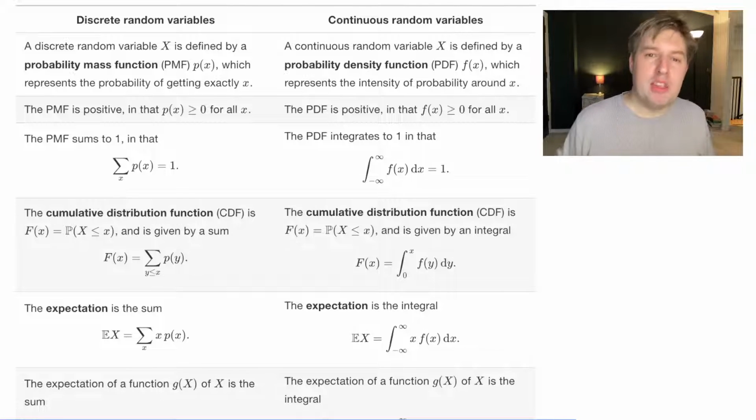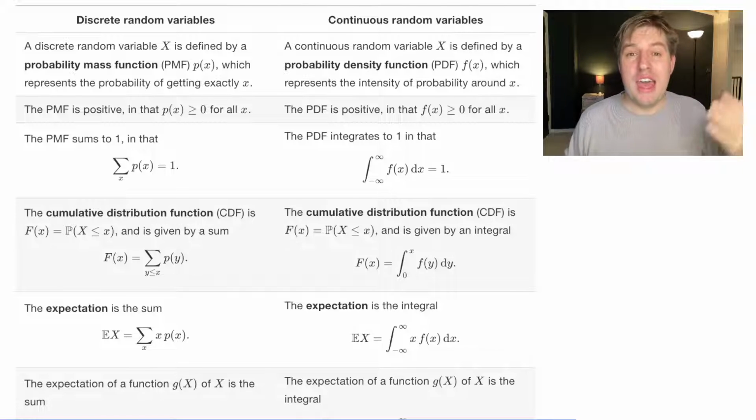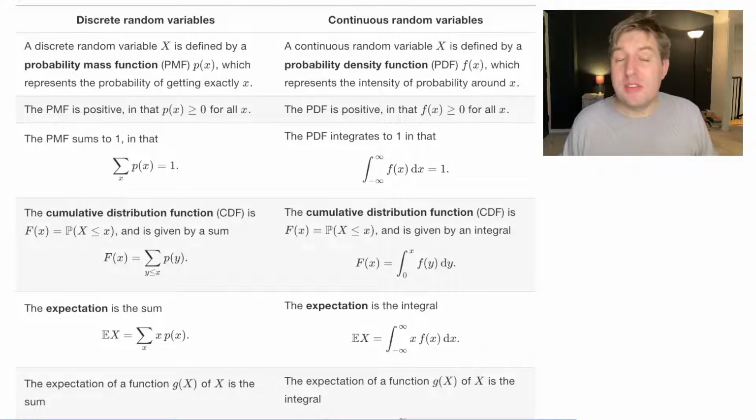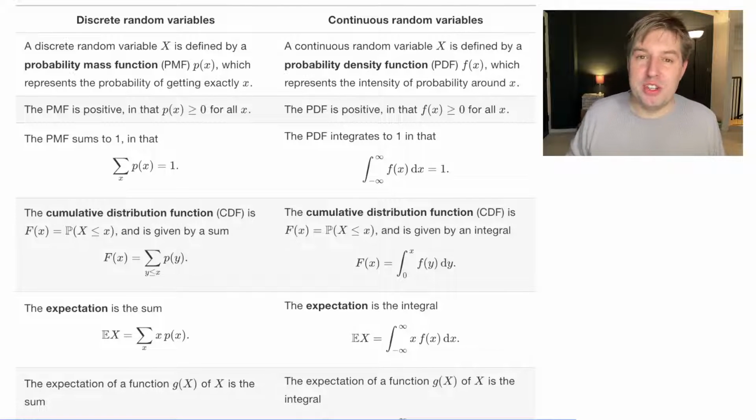We had the expectation for discrete random variables, right? And we had the formula for it, which was the sum of x times the probability mass function of x. And so here we have, for continuous random variables, the same thing, except it's no longer a sum, it's an integral, and it's no longer the probability mass function, it's the probability density function. So the expectation is the integral from minus infinity to plus infinity of x times the probability density function of x.